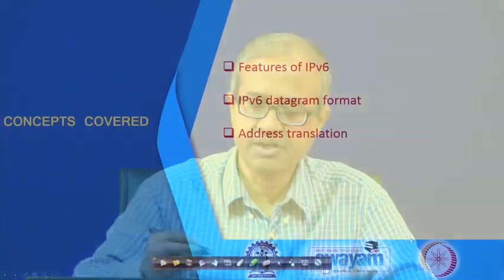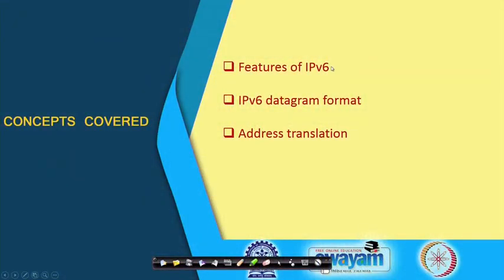So, in this lecture we shall particularly see what are the drawbacks of the older version IP version 4 and what are the new features IP version 6 incorporates. We shall be talking about some of the features of the IP version 6 protocol, the datagram format in IP version 6 and how certain kinds of address translation are carried out.